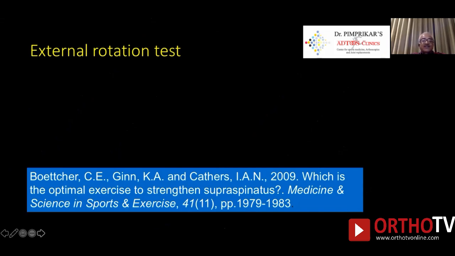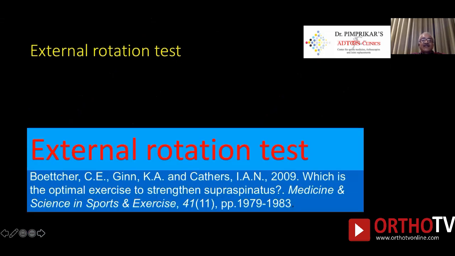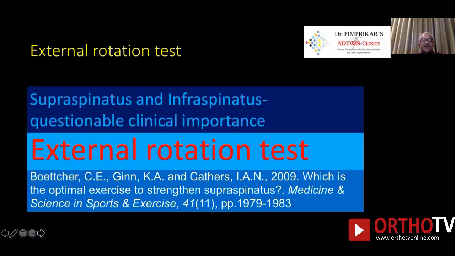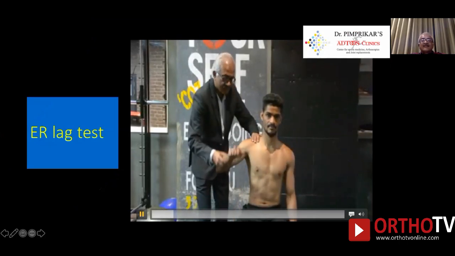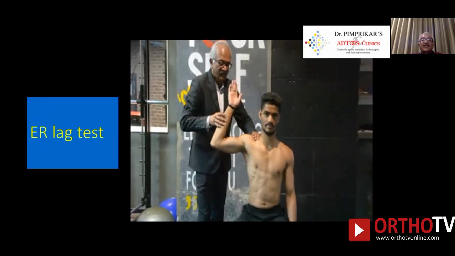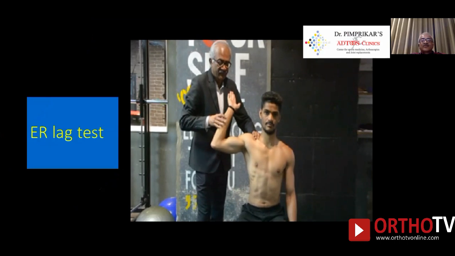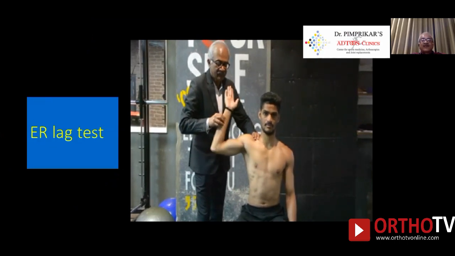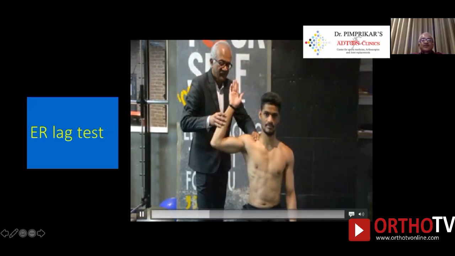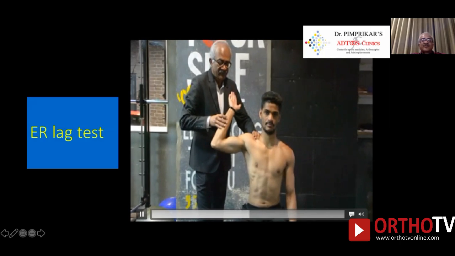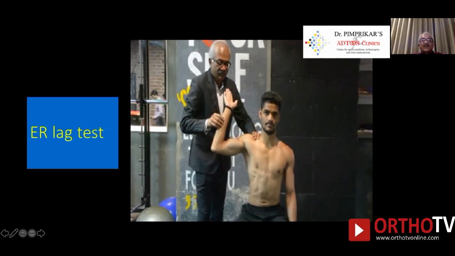The external rotation lag test is of questionable clinical importance, and it is done for both supraspinatus as well as infraspinatus. In sitting position, stabilizing the scapula, the hand is held in external rotation, and the patient is asked to hold that position for a while. If the patient's hand falls forward and he is not able to hold this position, this suggests supraspinatus as well as infraspinatus insufficiency or a rotator cuff tear.